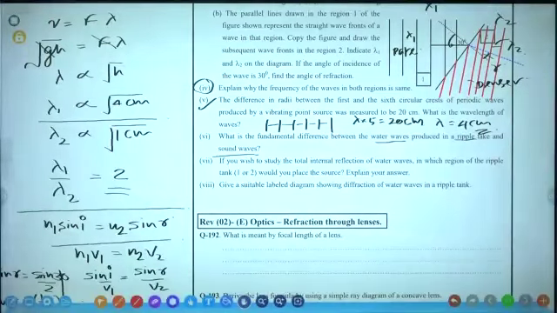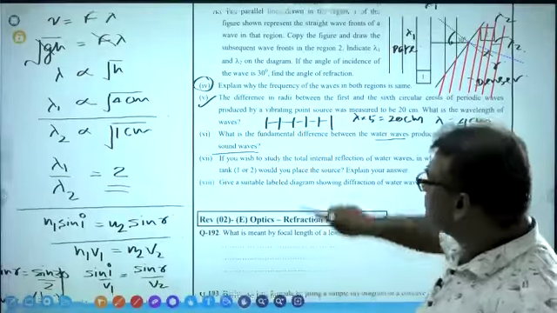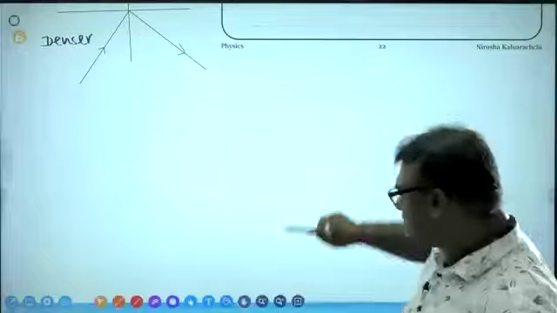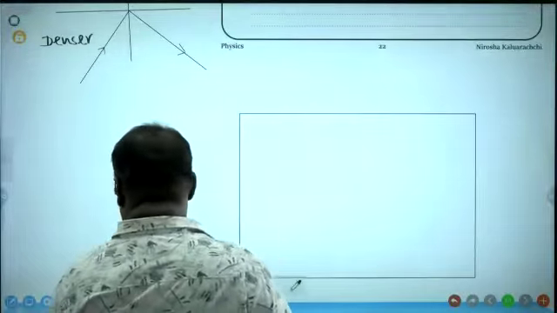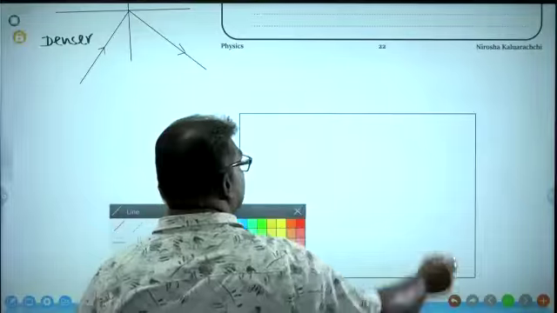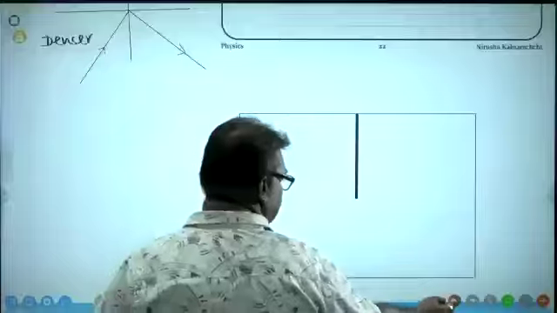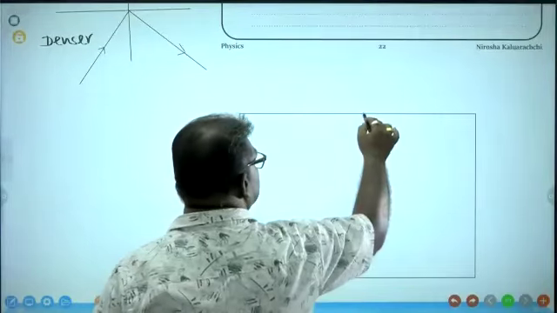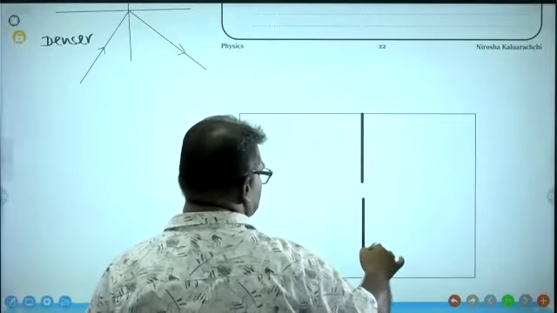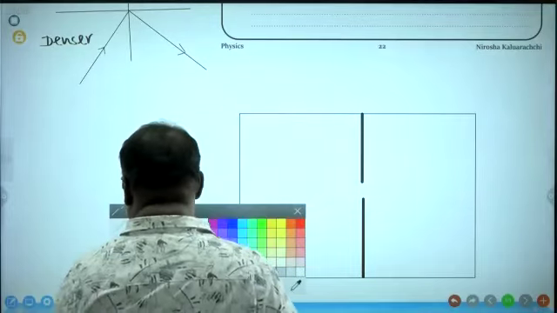Roman 8. Give a suitable labelled diagram showing the diffraction of water waves in the ripple tank. Diffraction, no? You can draw any kind of diagram, no matter. Diffraction. Wavefronts.